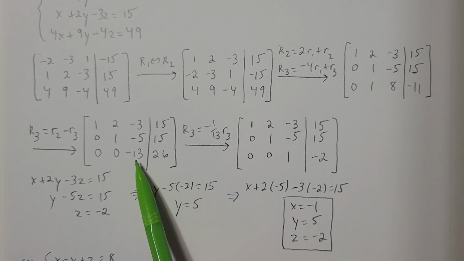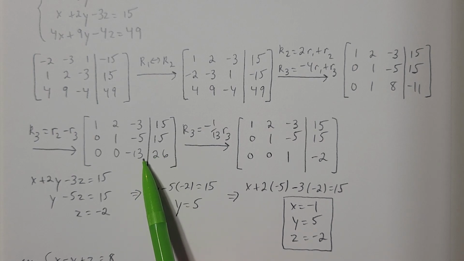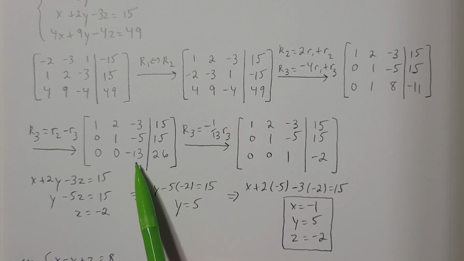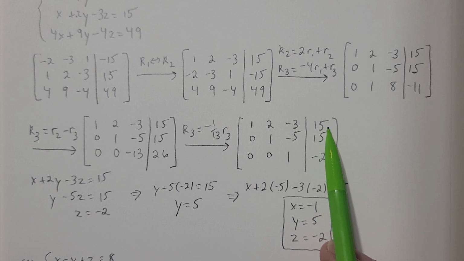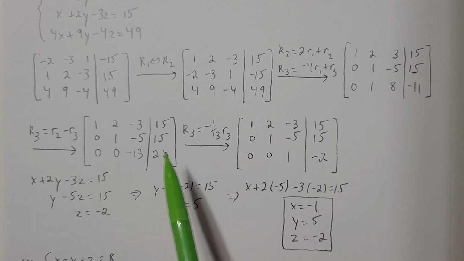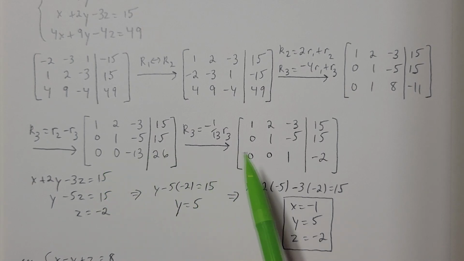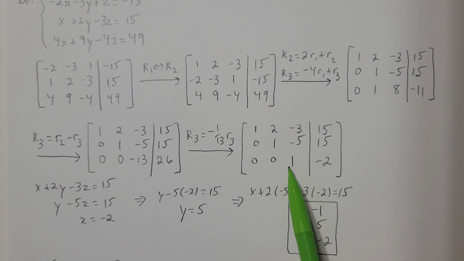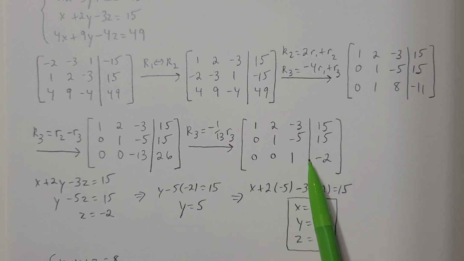So now this negative 13 has to be a 1. Well, I'll need to do something to row 3. Let's take row 3 and multiply that by negative 1/13. That'll make a 1 here. So rows 1 and 2 are going to stay the same. In row 3, I'm taking all these numbers and multiplying them by negative 1/13. 0 times anything is 0. So I got 0, 0, and then negative 13 times negative 1/13 is 1. Negative 1/13 times 26 is negative 2.